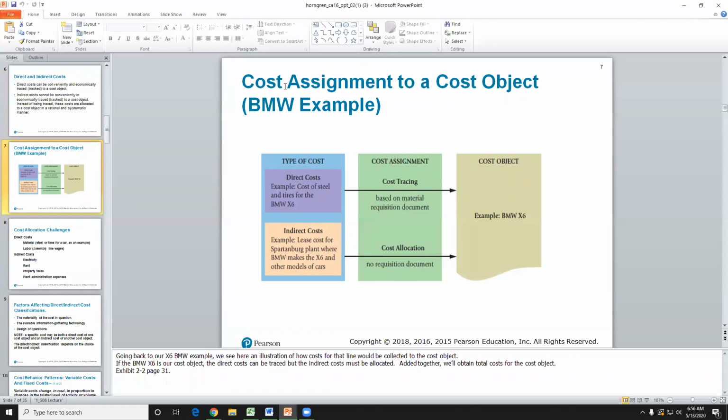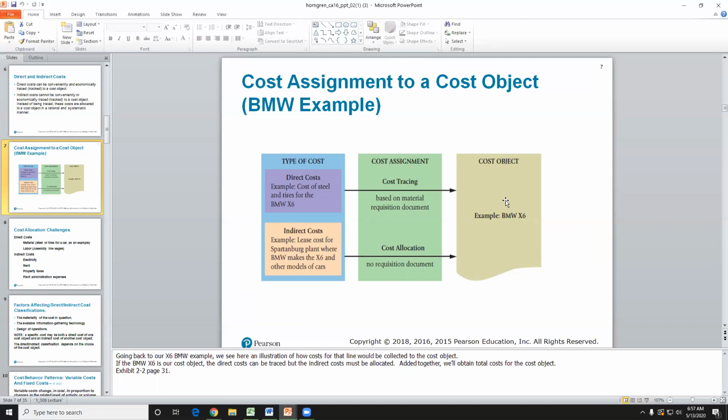So here's an example, BMW example. Direct cost, I can usually trace those with a high degree of accuracy to the cost object. Indirect cost, I have to come up with a method to assign them. So there's more of an art form when it comes to indirect cost. And when we get to activity-based costing, you'll hear me talk about resources consumed.